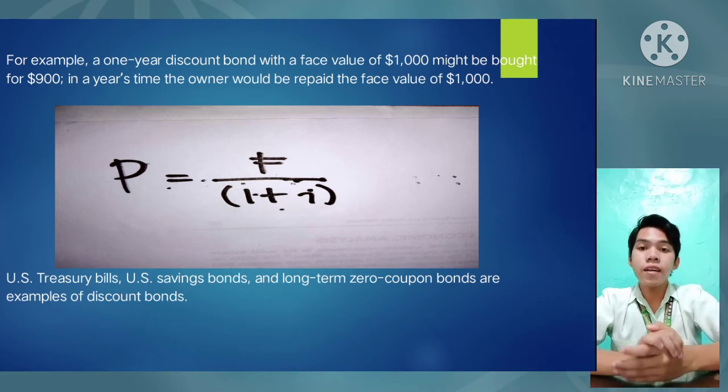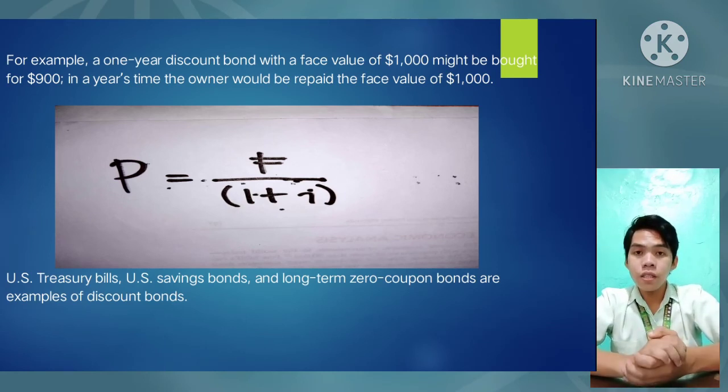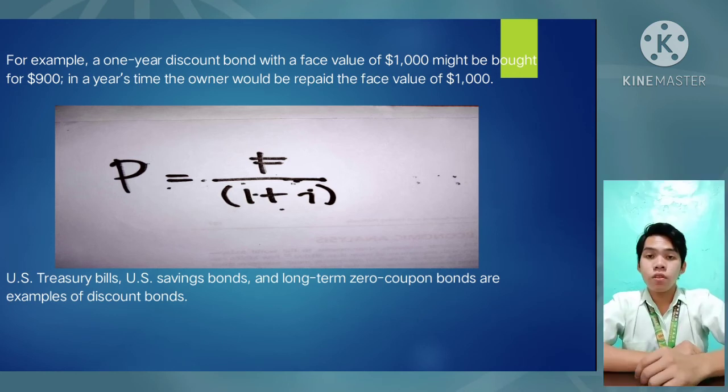The formula in getting the price of the discount bond is P is equal to F over 1 plus I, where P is, of course, the price of the discount bond, F is for the face value, and I is for the yield to maturity. Treasury bills, US savings bonds, and zero coupon bonds are some examples of discount bonds.